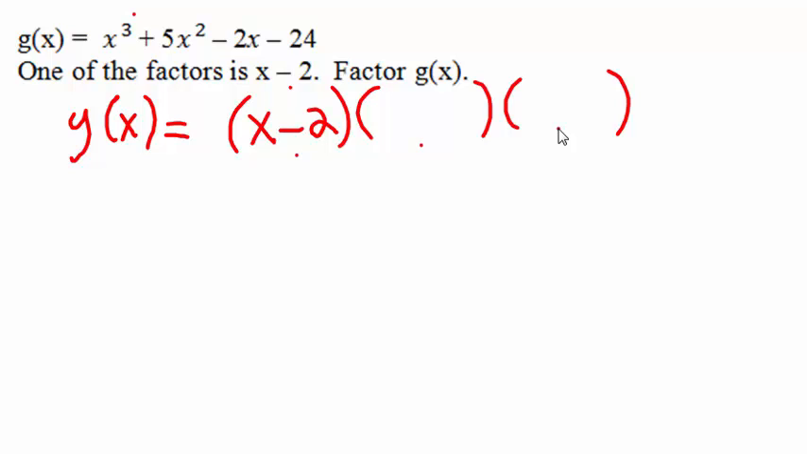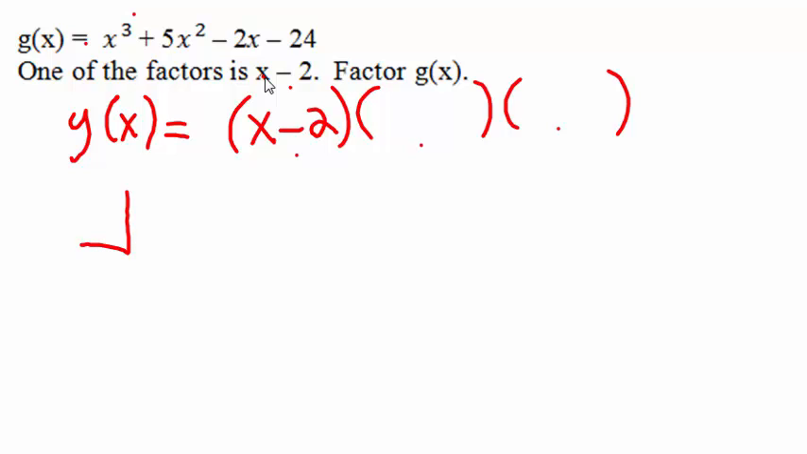To figure out what those other 2 factors are, let's take g of x and divide it by the factor that we already know. Whatever's left will give us the remaining 2 factors. Now you can do this with long division, or you can do it with synthetic. I'm going to choose to do synthetic because it's a little quicker, I think.